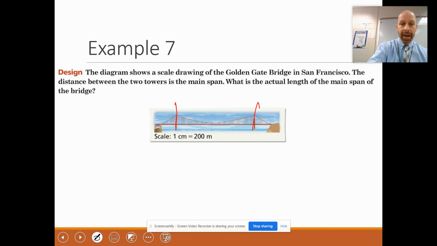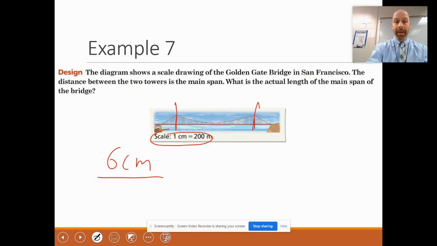Now they give us the scale. What we would have to do in a problem like this is actually get out your ruler and measure it. Now, guys, I'm just going to pretend that I'm measuring it, but I'm going to make it an easy number and just eyeball this. It looks almost perfectly like 6 centimeters. So in the drawing, it's 6 centimeters, right? The actual length, I don't know what that is, so I'm going to put X meters.